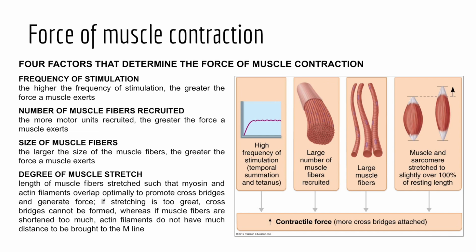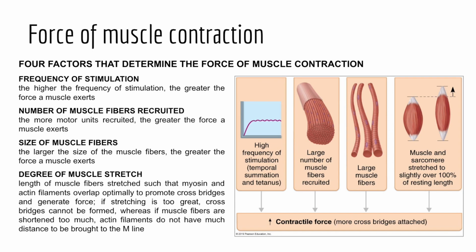If the sarcomere is stretched past an ideal length, actin and myosin won't fully overlap, and as a result, we'll have less tension being produced. Now, if a muscle is stretched to a point where actin and myosin don't overlap at all, then we don't see any cross bridges form, and no tension is generated.